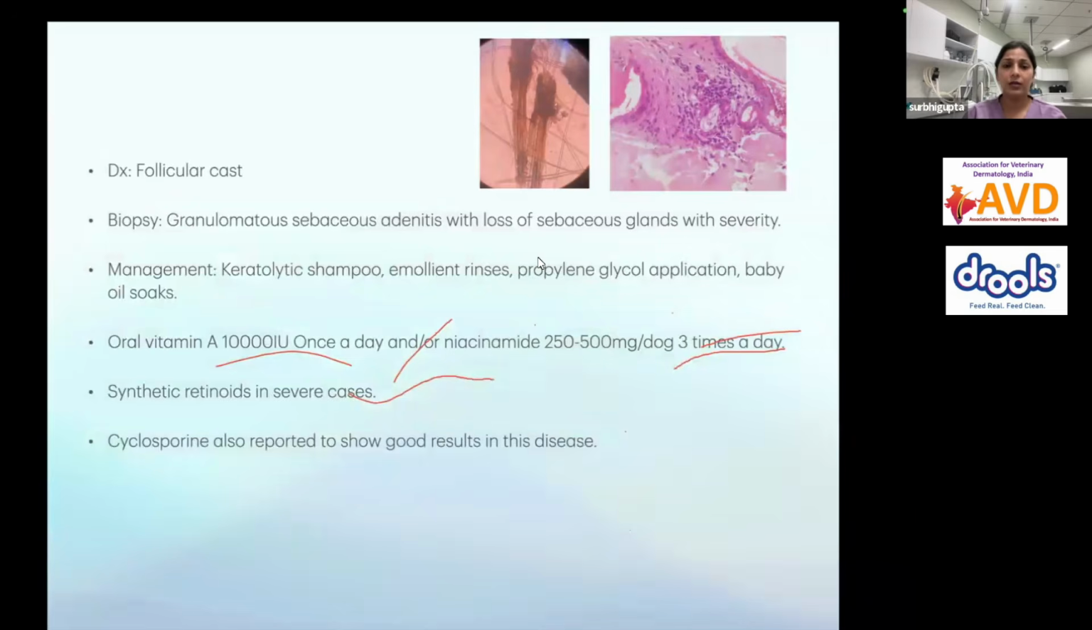And cyclosporin has also shown good results, but it will help only when there is inflammation actually happening around the sebaceous glands. When there are no sebaceous glands, cyclosporin is not going to help. In that case, you have to manage more topically or with retinoids.